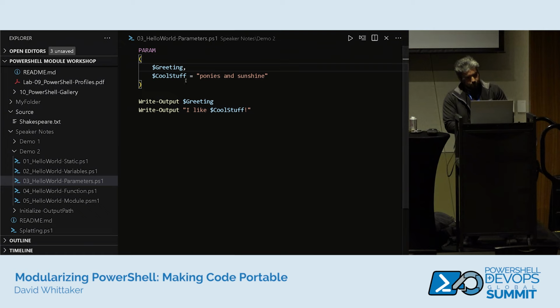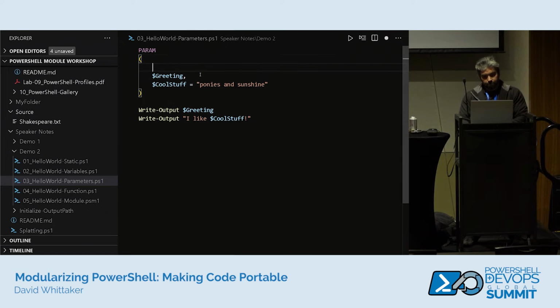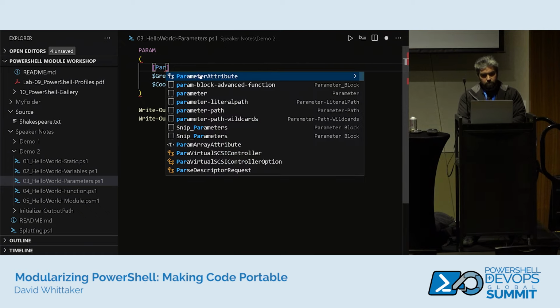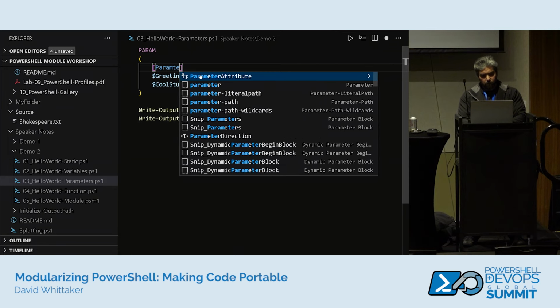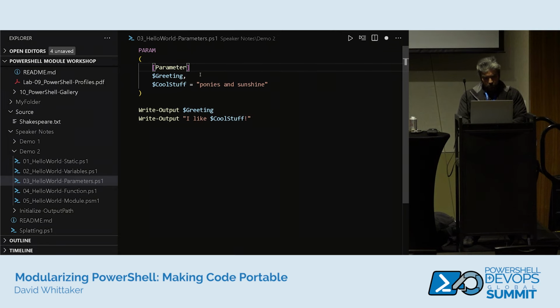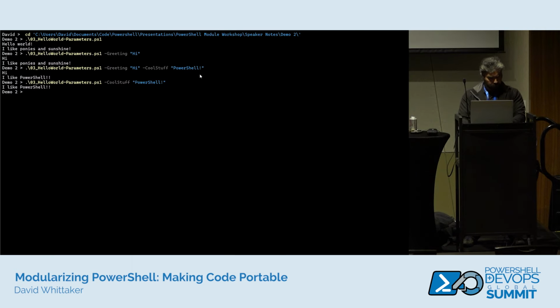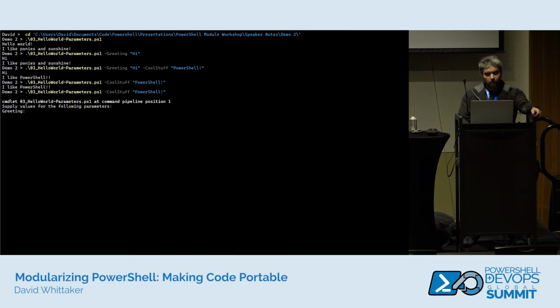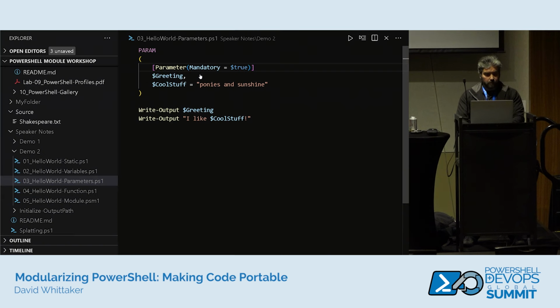So in order to do that, we can create an attribute for it. So we create a parameter attribute, and we're going to say that mandatory is equal to true. So now when we rerun this, it prompts us for greeting. Now, there's nothing stopping me from just hitting enter, and still again, nothing happens.